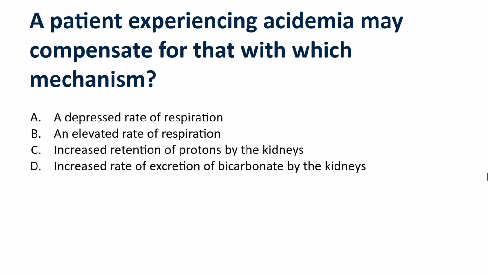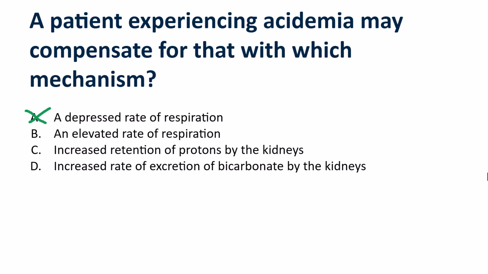So that brings us to the end of the video, and let's discuss a question here to see if we've grasped this concept. So a patient or person experiencing acidemia may compensate for that with which mechanism? A depressed rate of respiration. So if someone has acidemia, so a high level of blood acid, hypoventilation is actually going to increase the amount of carbon dioxide, so that is not correct.